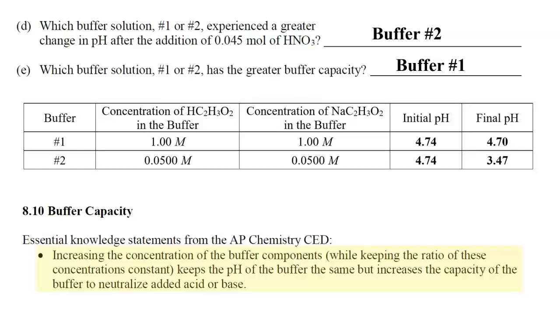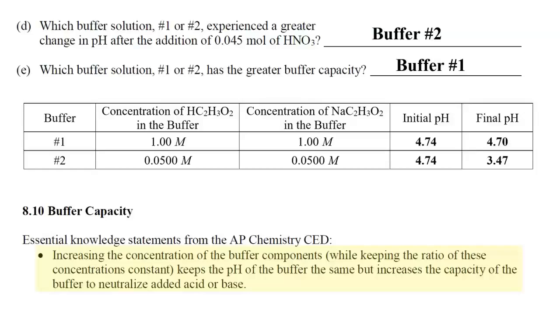So take a look in the middle part of the slide for the data for buffer number 1 and buffer number 2. Again, this is from a different problem from a previous video. You can see that buffer number 1, its concentration of buffer components is higher. It's 1 molar, whereas buffer number 2, its concentration of buffer components is smaller. It's 0.05 molar. So what happened in this problem from a previous video is that a small amount of a strong acid was added to these 2 buffer solutions.